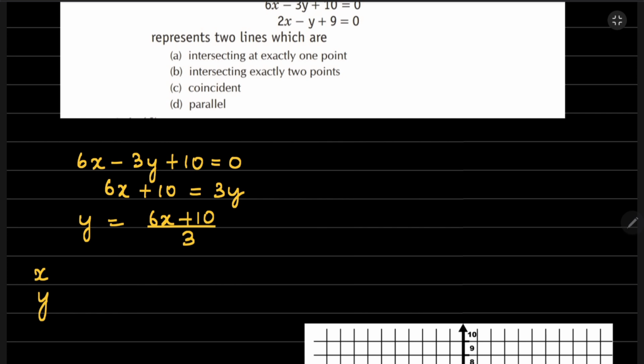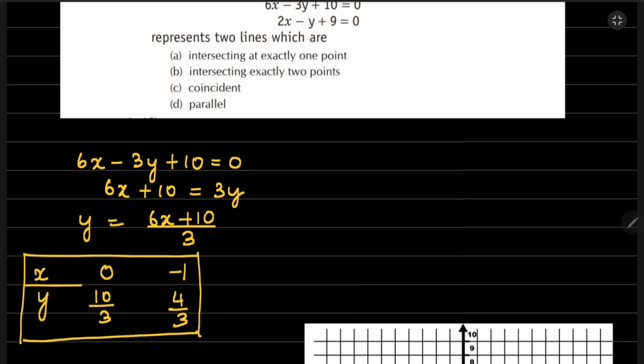So if x is equal to 0, what will be y? y will be 10 by 3. This is the first point. And if x is minus 1, for example, just substitute minus 1 here. So you'll have (minus 6 plus 10) by 3, which is 4 by 3. So this second point is minus 1, 4 by 3. You can just put these points in a table.